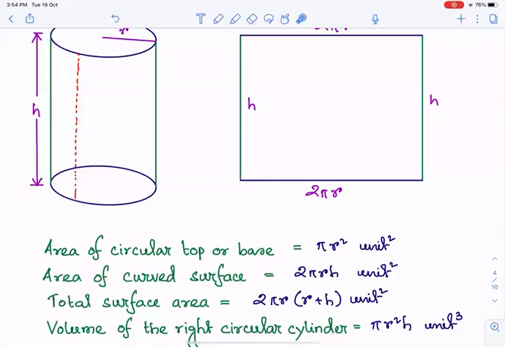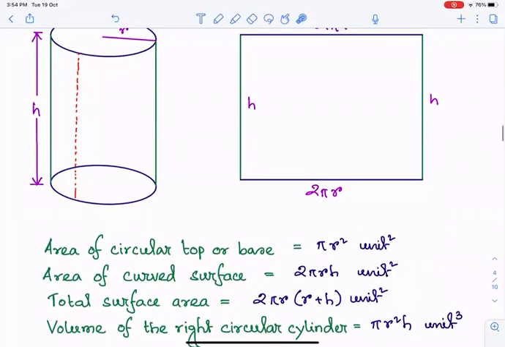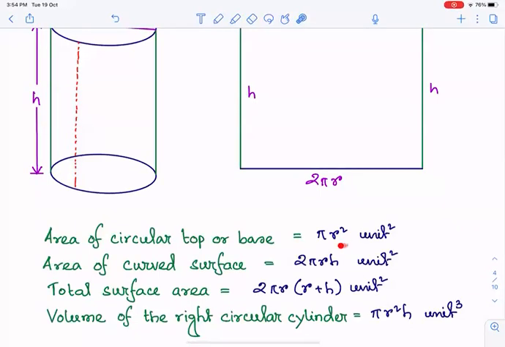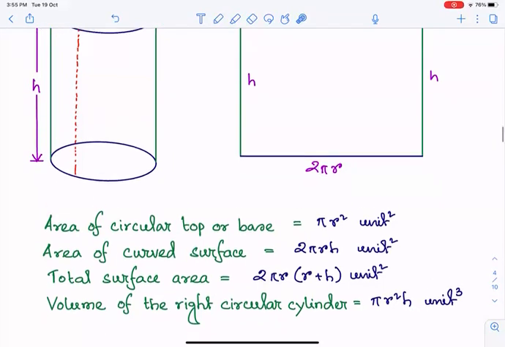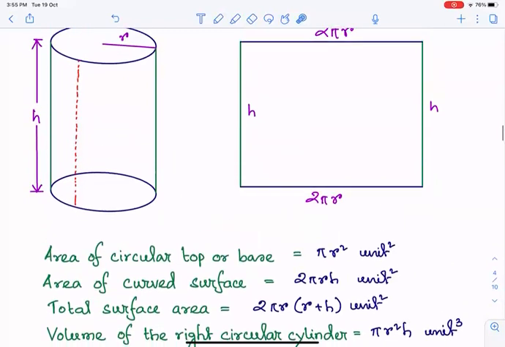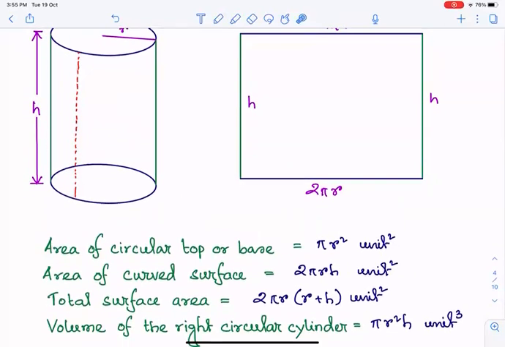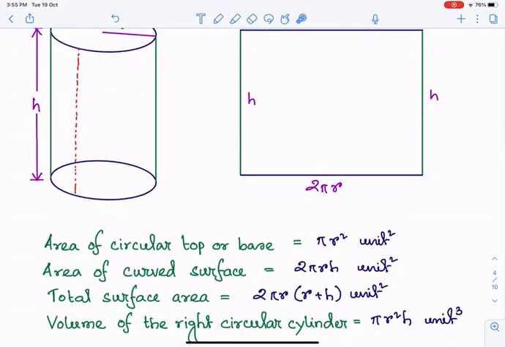So 2 pi r h added with 2 pi r square will give us the total surface area 2 pi r into r plus h. Whereas we can think of the volume of the cylinder where pi r square area has been stored one after another for a height of h. So volume will be constant area stored into height. Okay, so that's pi r square h. Is this part clear to all? Everyone followed the results?